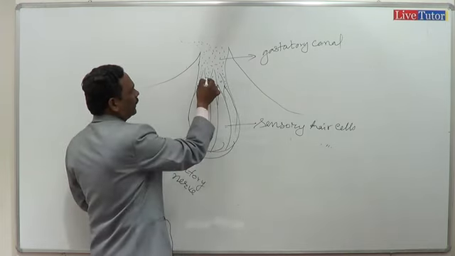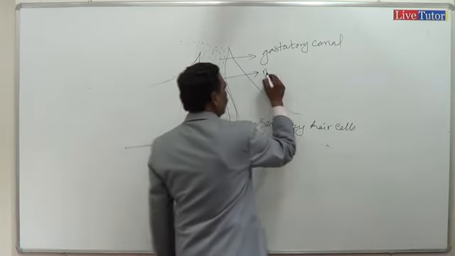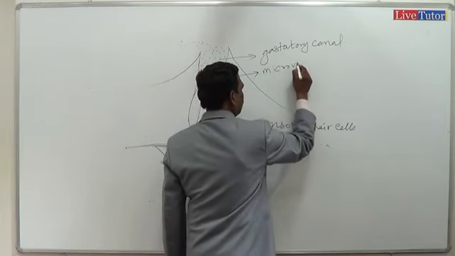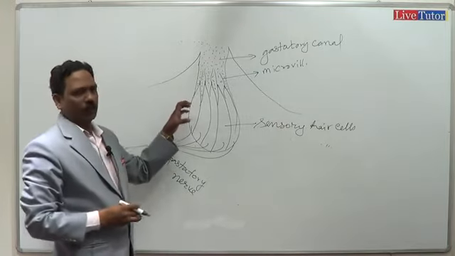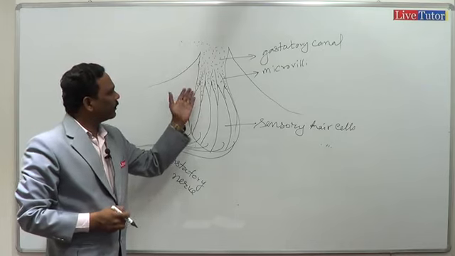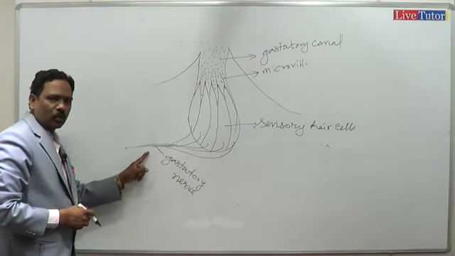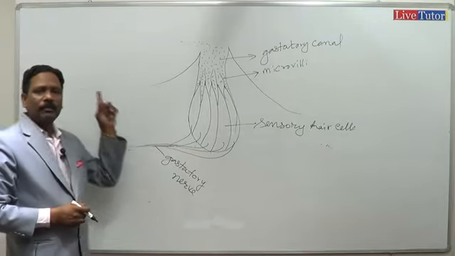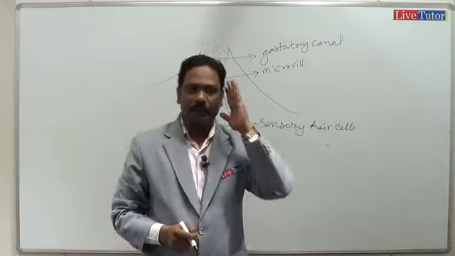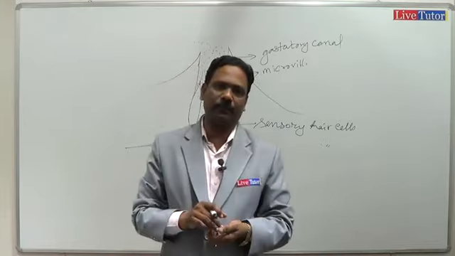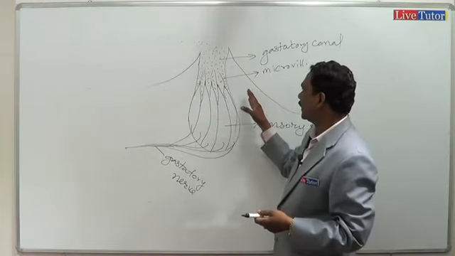It comes in contact with the microvilli. These hairs are called what? Microvilli. The microvilli receive the stimuli of taste, convert it into an electrical impulse and transmit it to the gustatory nerve. Through the gustatory nerve, it is carried to the taste receptor region in the brain, where it interprets and recognizes the specific taste. That is the mechanism of taste.